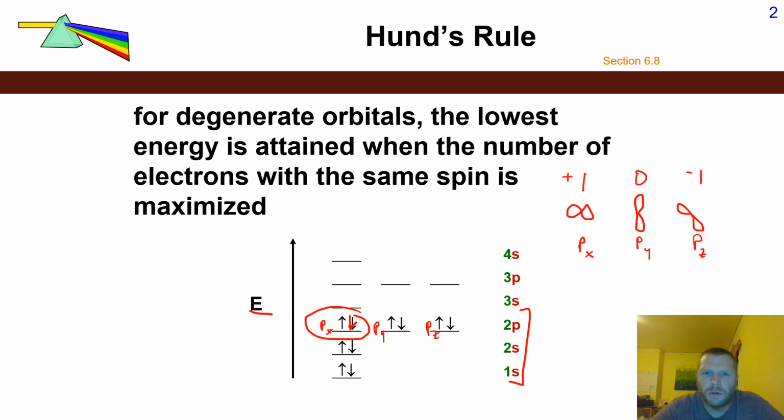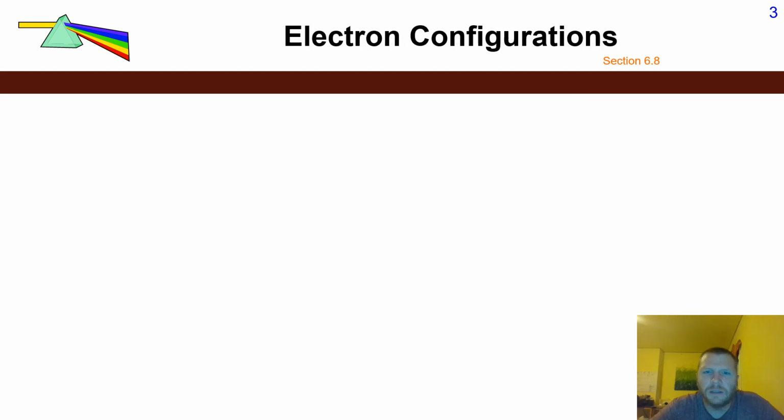Okay, so there we go. There's our p sub y or p sub z. The next electron would be in the 3s. There we go. Now I'm going to go ahead and pause right here.